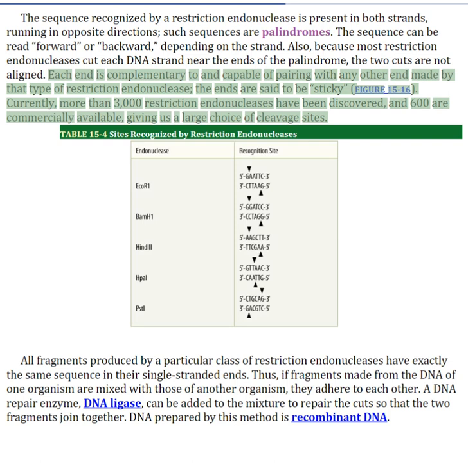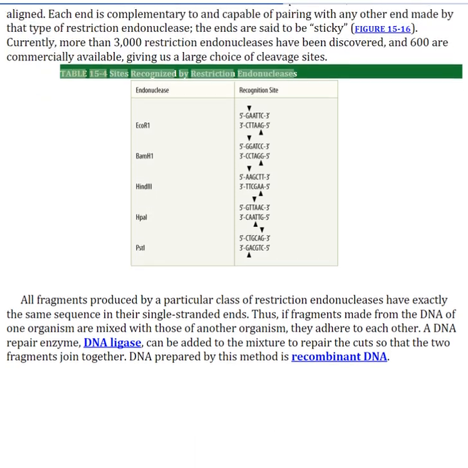Currently, more than 3,000 restriction endonucleases have been discovered, and 600 are commercially available, giving us a large choice of cleavage sites. Table 15 lists sites recognized by restriction endonucleases.